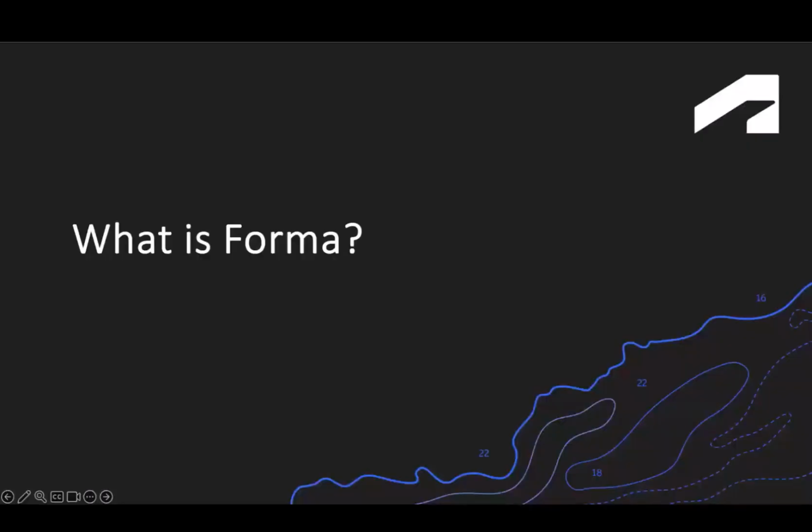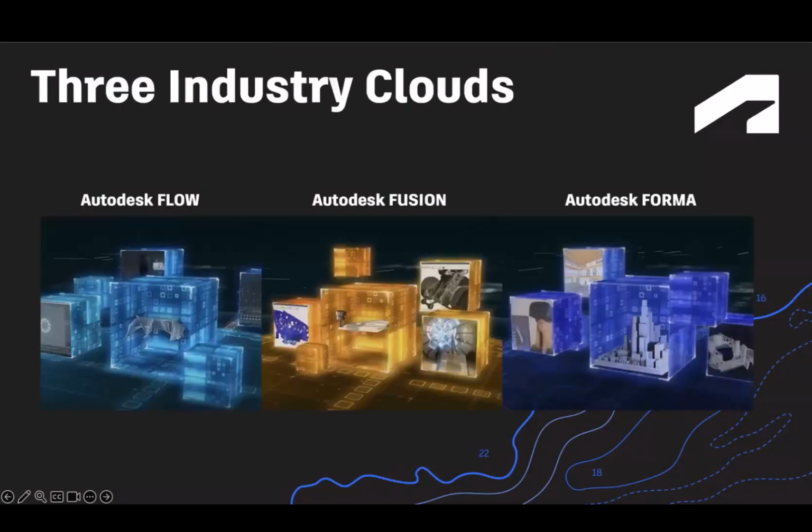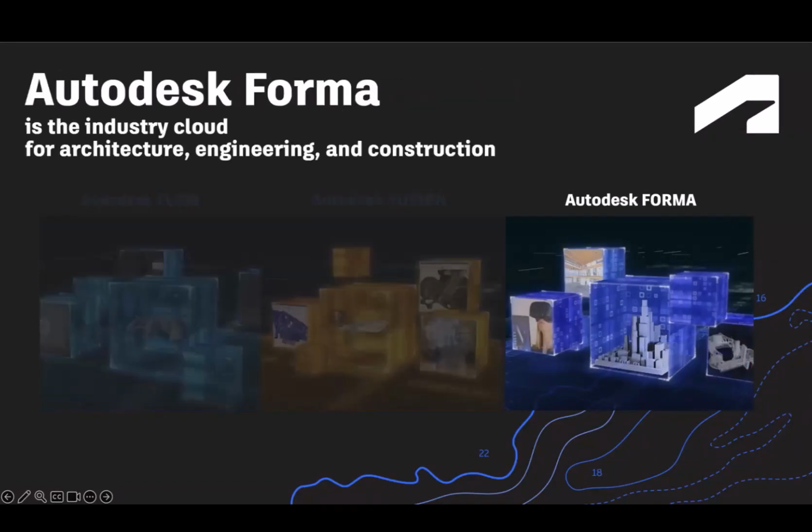So let's start really briefly by saying what Forma is. At Autodesk, we have 3 clouds. There's Flow, Fusion, and Forma. And the thing we're going to be talking about today is Forma, which is the AEC version of that cloud, right? We are building solutions on top of Forma, and we want to help you do that as well.